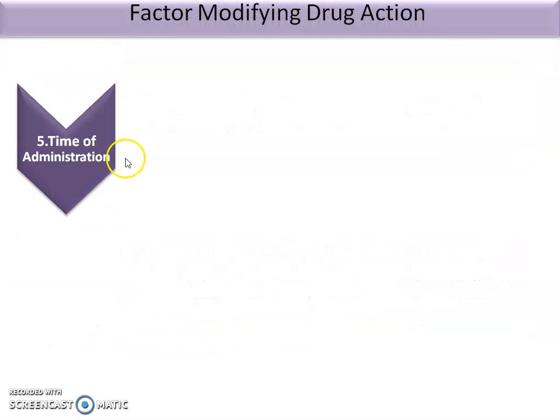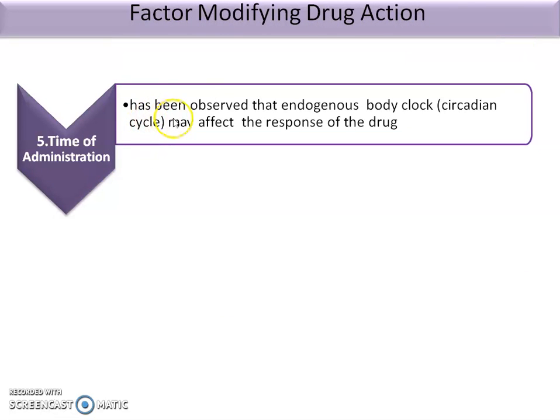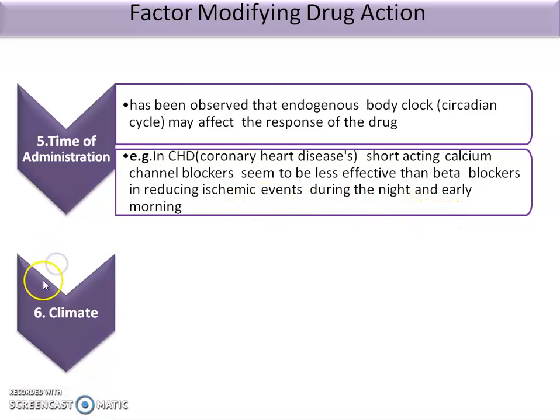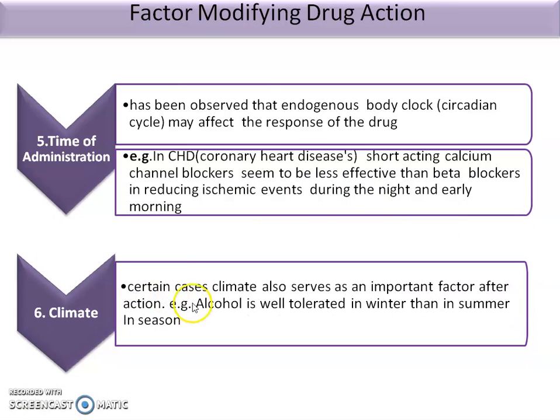The next factor is the time of administration. It has been observed that the endogenous body clock, that is the circadian cycle, may affect the response to the drug. An example is coronary heart disease, where short-acting calcium channel blockers seem to be less effective than beta blockers in reducing ischemic events during the night and early morning. That's why time of administration is one of the important factors.